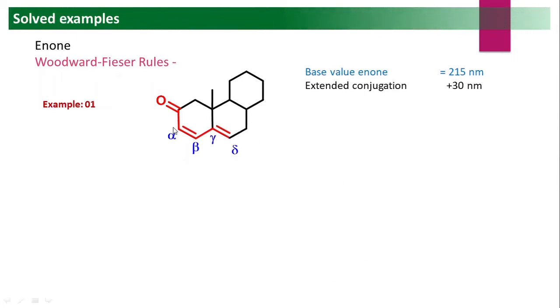Then is there any homocyclic system? No, there is no homocyclic system. Then is there any exo double bond? Yes. This double bond is exo to this ring. For each exo double bond, we have to add 5. So one exocyclic double bond, 5.